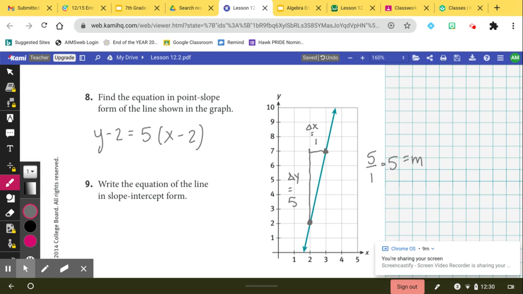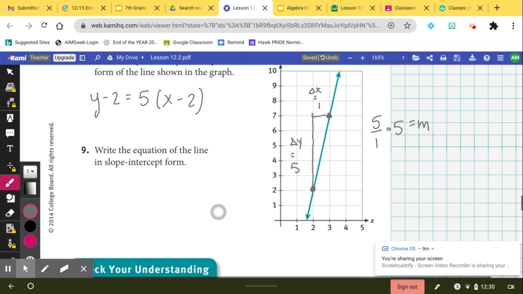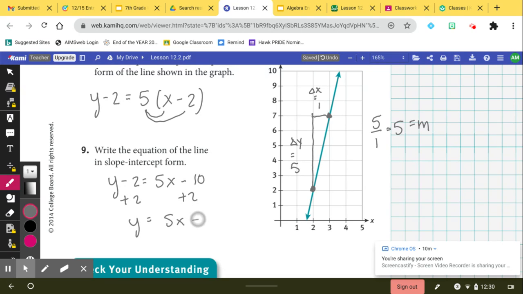And then it says write the equation of the line in slope-intercept form. So again, distributing. So distribute the 5 to the x and the 5 to the negative 2. So y minus 2 is equal to 5x minus 10. We would need to add 2. Y is equal to 5x minus 8. So that's in slope-intercept form. So that means it's going to cross my y-axis in the negatives.